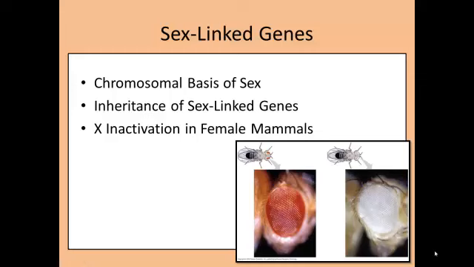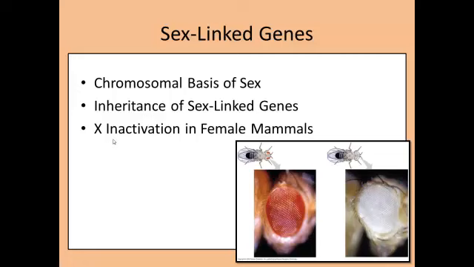Concept 5.2, sex-linked genes. Since a lot of what we know about where genes are on chromosomes comes from research using fruit flies, or Drosophila, you'll be exposed to a lot of fly examples in this concept. But flies are interesting, so it won't be all bad. In this concept, we will be discussing the chromosomal basis of sex, inheritance of sex-linked genes, and X chromosome inactivation in female mammals.